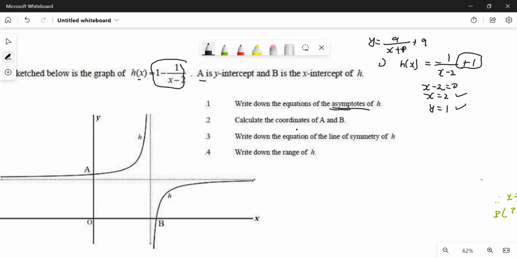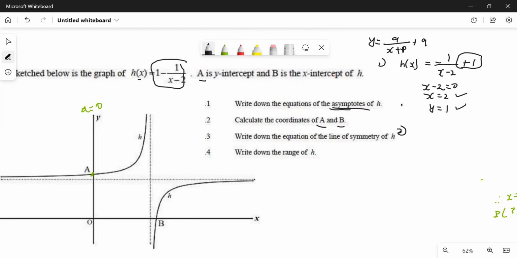Next, they say calculate the coordinates of A and B. Let's come and check here. We'll highlight A here. What is happening at A? We are intersecting with the y-axis. So our graph is intersecting with the y-axis, and here we know something about x. What can you say about x here? It's 0. So it means we are looking for the y-intercept.